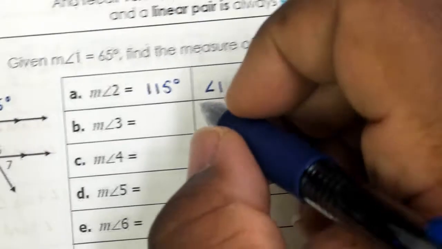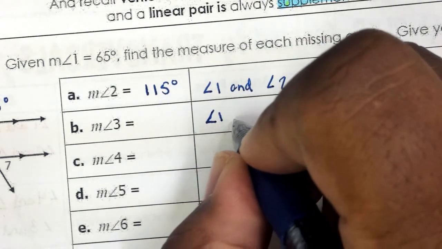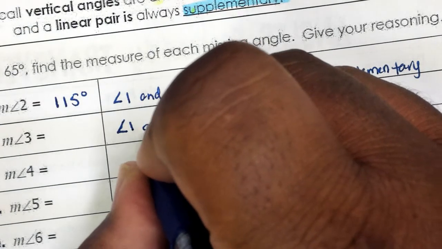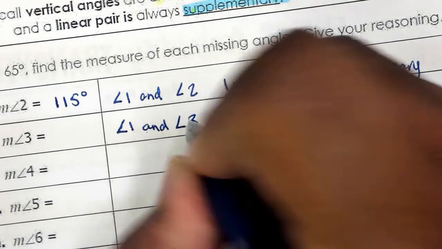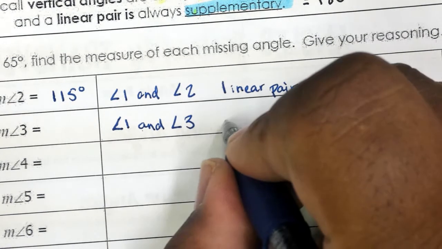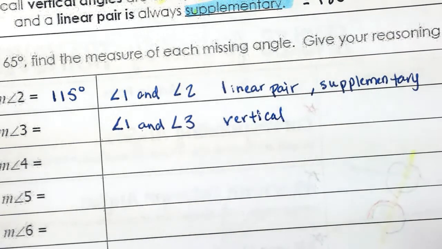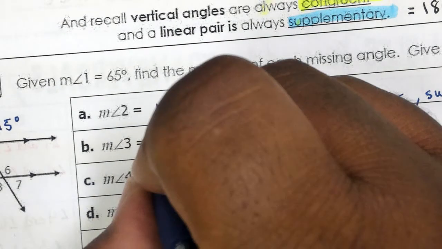So to figure out angle 3, let's look at the relationship between angle 1 and angle 3 first. What's the relationship between angle 1 and angle 3? They're vertical angles. What should you know about vertical angles? Alright, so what would angle 3 be?